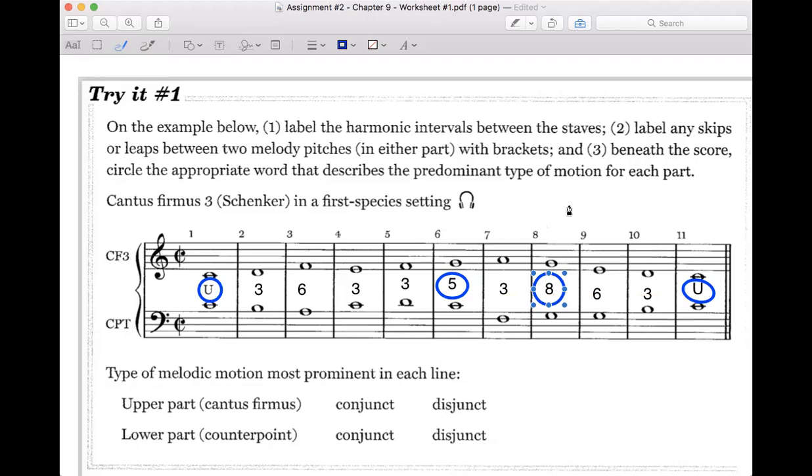The next thing they asked you to do, label the skips or leaps. Okay, so for the most part, we have a step. There we have a skip, step, step, step. Mostly stepwise motion, isn't it? Okay, let's see if we can sing this one. Do, re, fa, mi, fa, sol, la, so, mi, re, do. Can you try that with me? Do, re, fa, mi, fa, sol, la, so, mi, re, do.